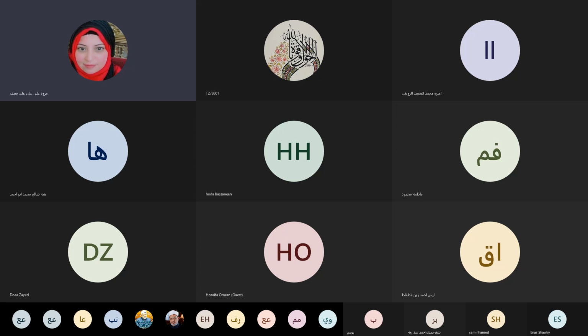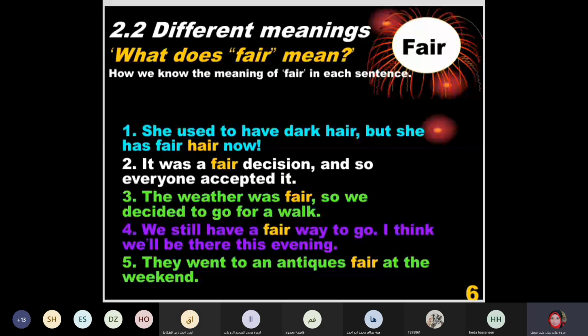I'm trying to share the slide again. Okay, very good, Mrs. Sameh. Thank you very much. Correct answer. This is number one. As our colleague has just said, she used to have dark hair, but she has fair hair now. So the word fair here means light color. That's one meaning of the word fair, because it's very versatile. It has lots of meanings. What about number two? Read the statement and try to guess the meaning of this word.